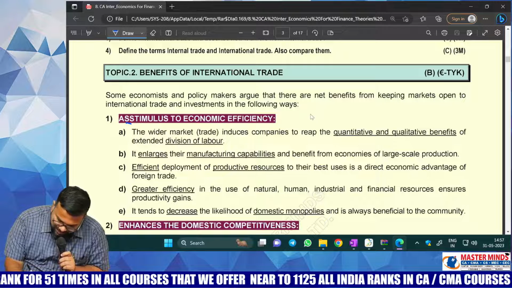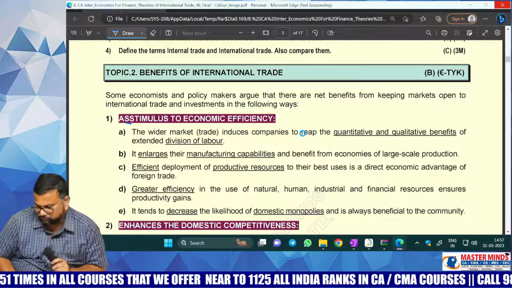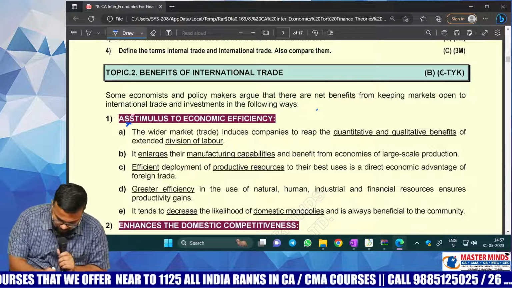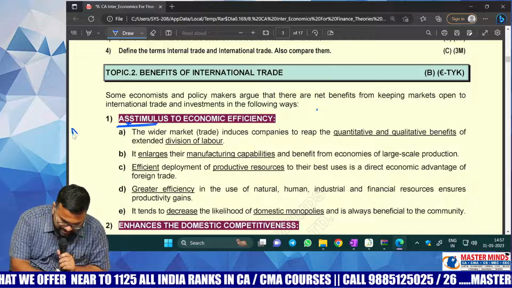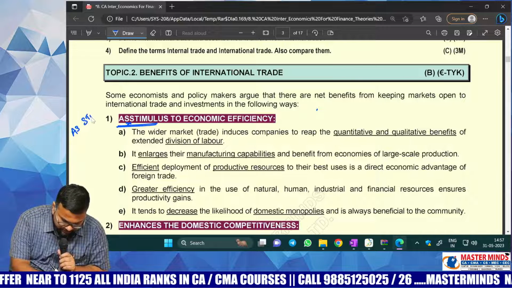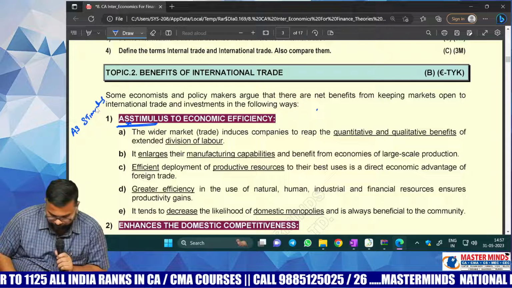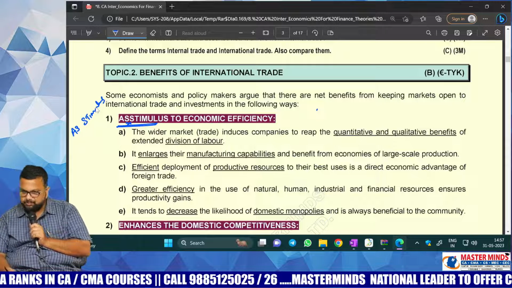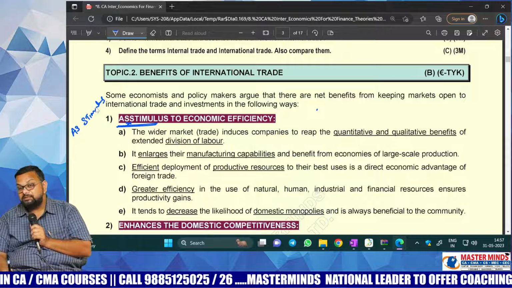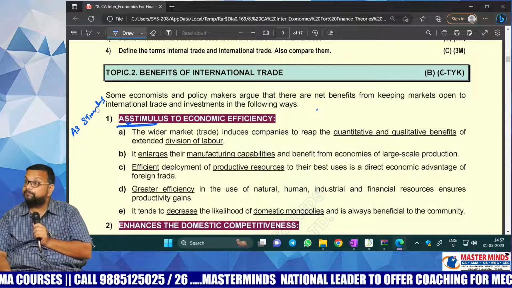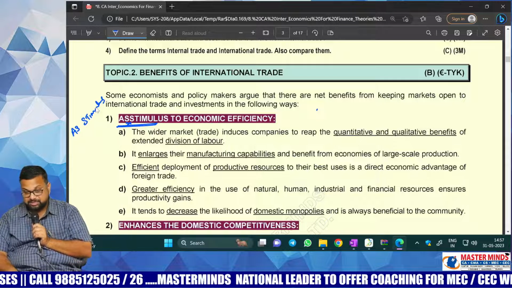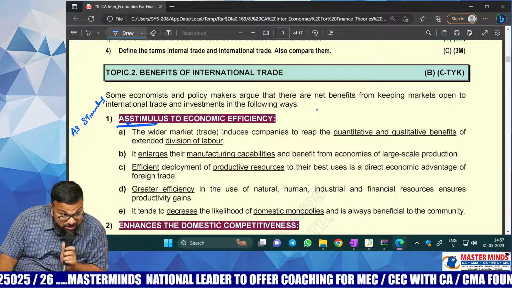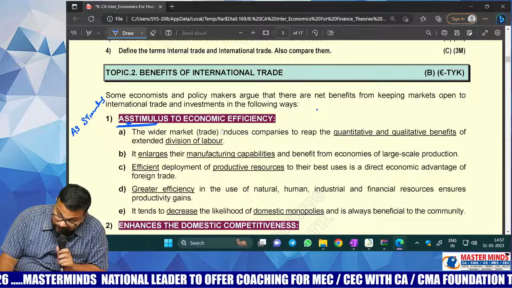It should be as a stimulus. Okay. This word should be like this: as stimulus. It means international trade acts as stimulus. Stimulus means encouragement. It acts as stimulus to economic efficiency. So international trade helps us in achieving economic efficiency.